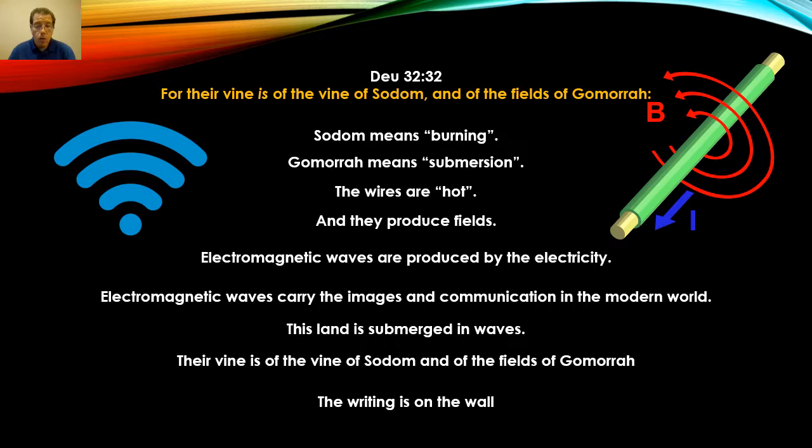The writing is on the wall. This land, their vine is of the vine of burning. Their vine is called hot. They are submerged in the fields of Gomorrah, the fields created by those electrical currents, by that vine, their vine.